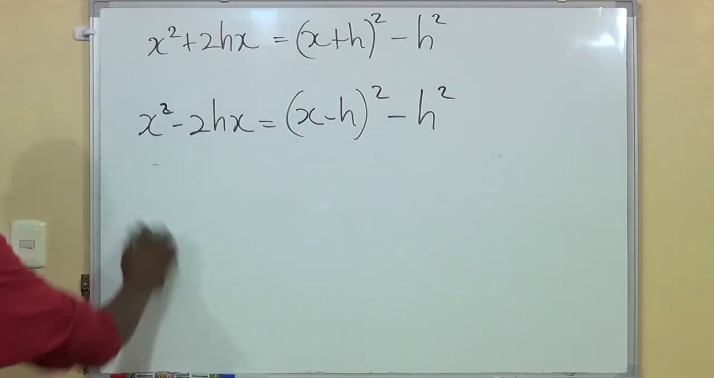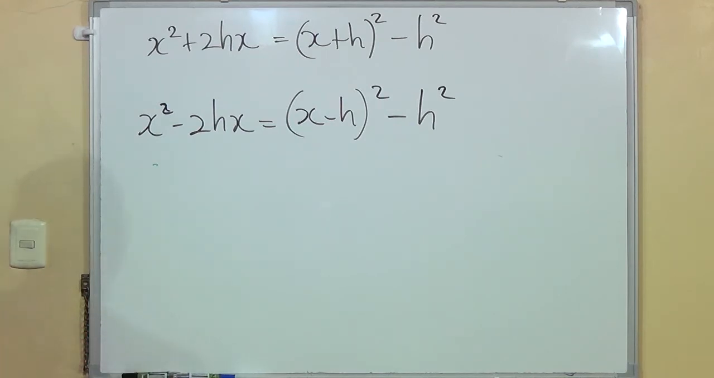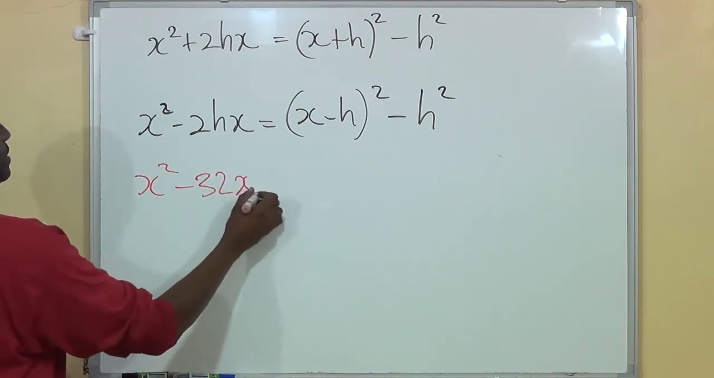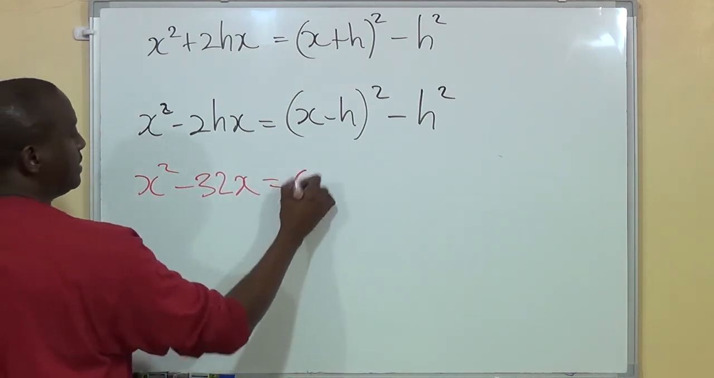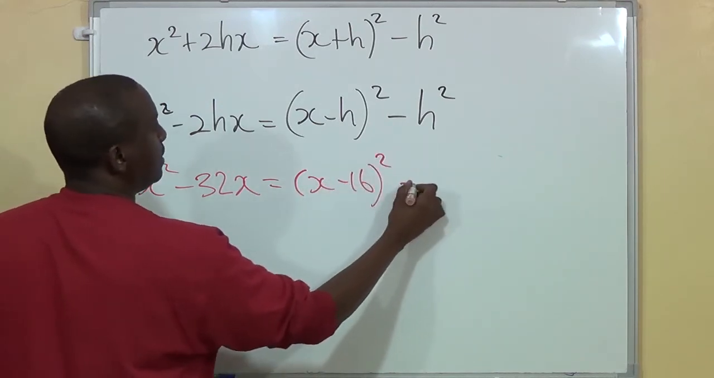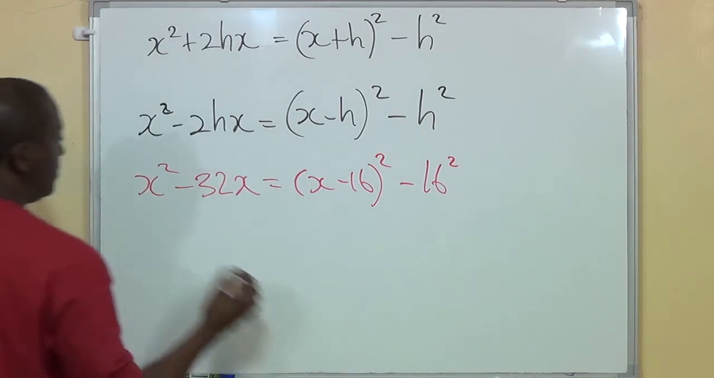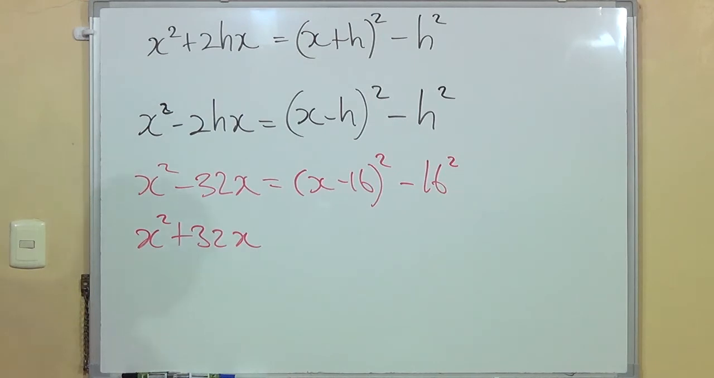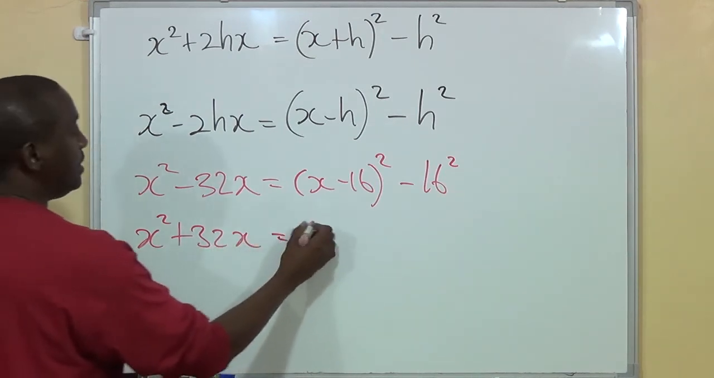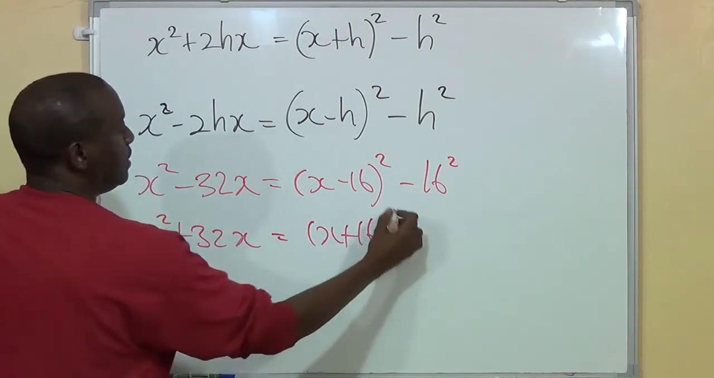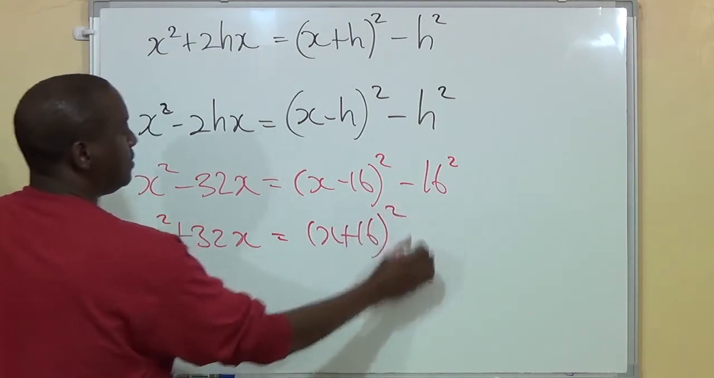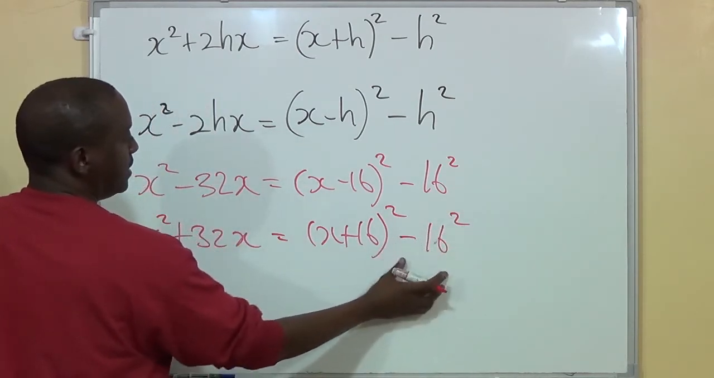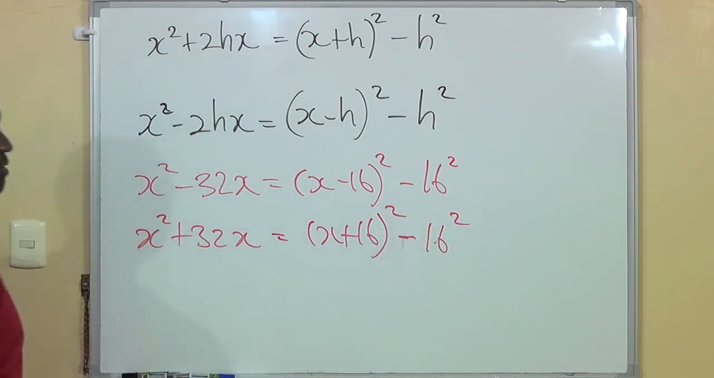So we mix it up, and we're saying that if we have, let us say, x squared minus 32x, that is the same thing as x minus 16 squared minus 16 squared. What about if I have x squared plus 32x? Well, because we have a plus sign here, it will be x plus 16, all to be squared, but the minus 16 remains the same. So you're always minusing on the outside here the square of half of the coefficient of x.